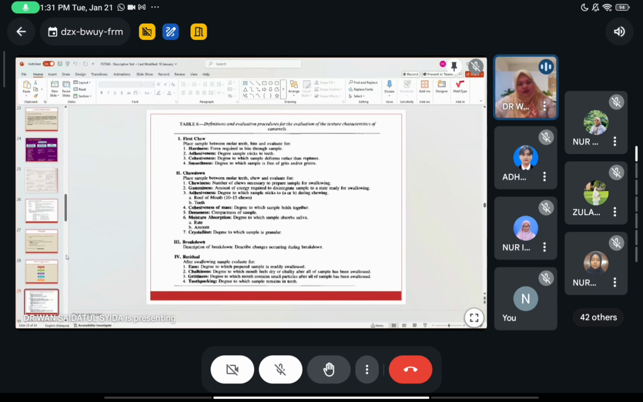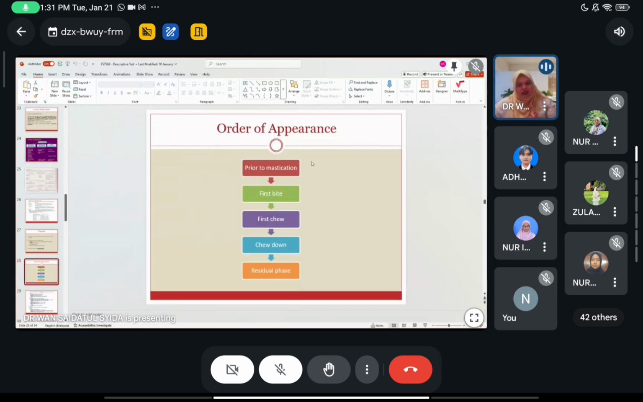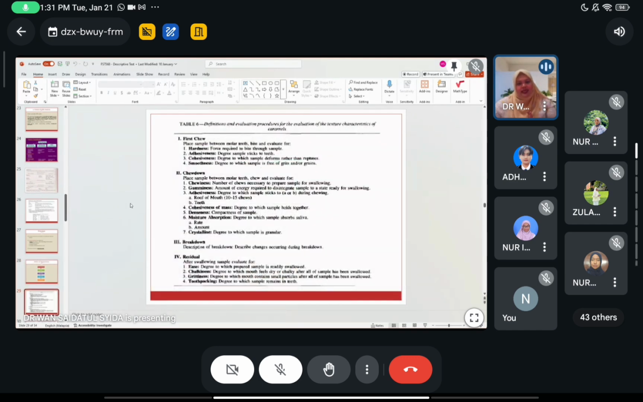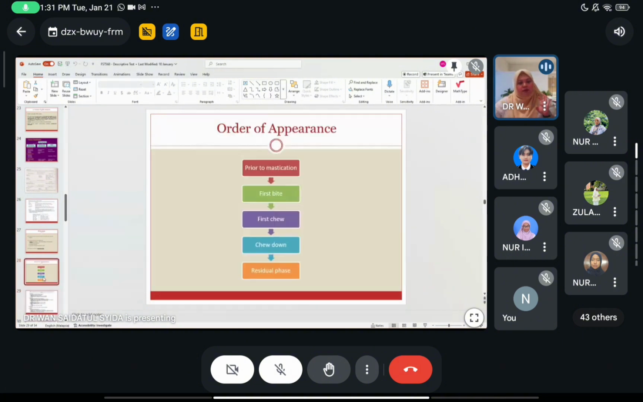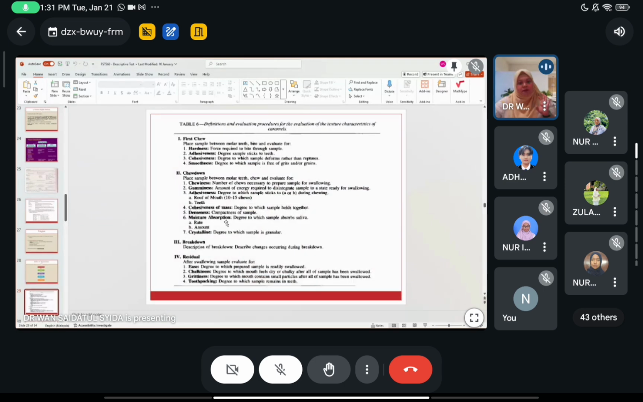In order of appearance, you have one, two, three, four, five. So prior to mastication, first bite, first chew down, and residual taste. However, look at the caramel characteristic. You only have four. If the question is related to any caramel product, as long as the word is caramel, the order of appearance, instead of five, will be four. First chew down, break down, and also the residual.